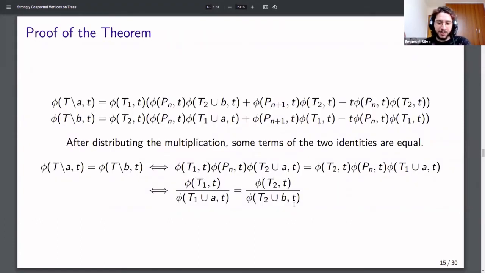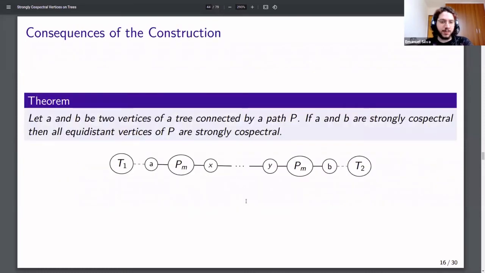And now I'm going to use precisely this type of ratio to find the cospectral non-similar vertices, and then construct a tree with a bunch of them. And now I just wanted to open a big parenthesis because I wanted to focus for a moment on this construction and some consequences of this construction with the tree and the vertices joined by a simple path.